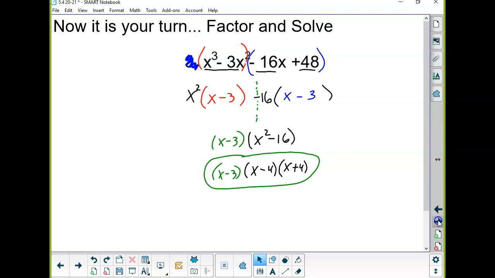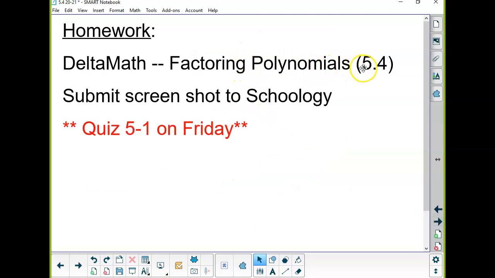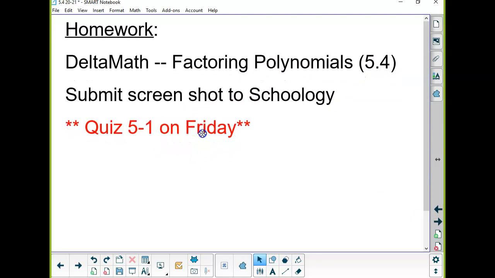Tonight, the homework is Delta Math, and it's just working on factoring. Quiz on Friday. It'll be on Schoology. It's like 5 or 6 questions, and it's going to be based off of what we did this week. So, factoring and adding, subtracting, multiplying polynomials.